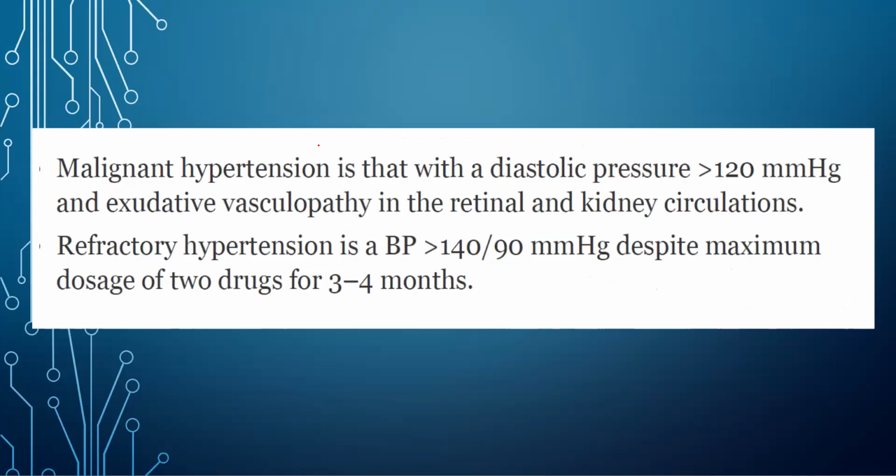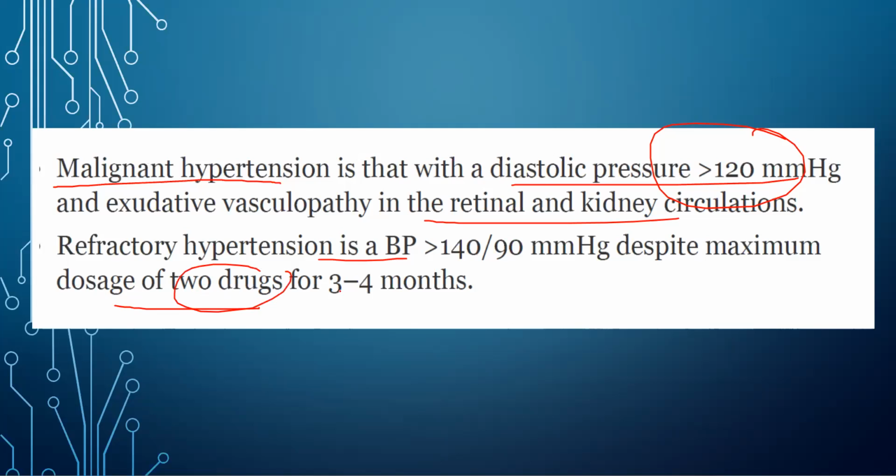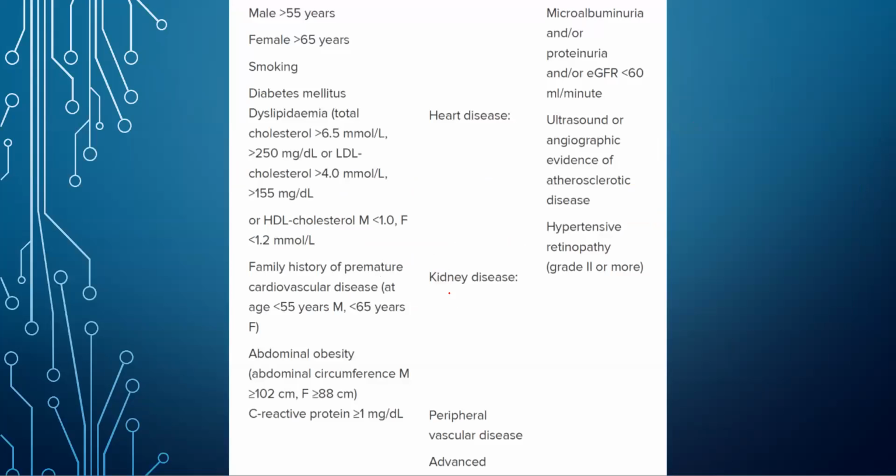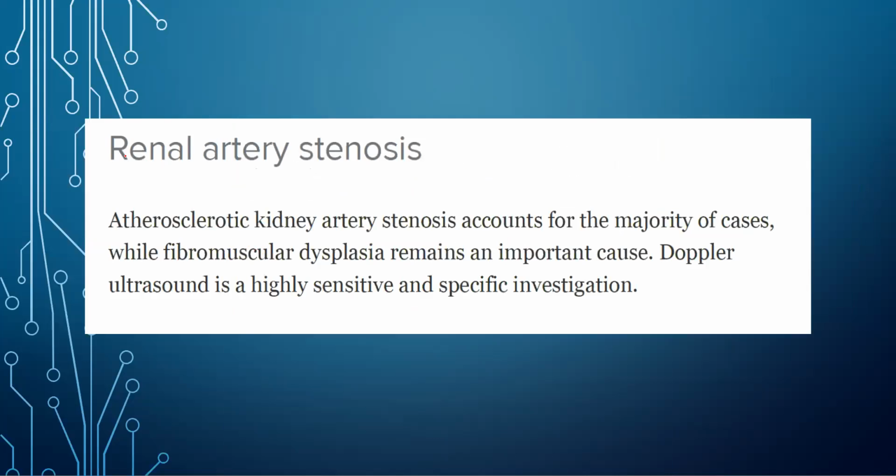There are two other terms called malignant hypertension and refractory hypertension. Malignant hypertension means diastolic blood pressure more than 120, with the patient also having some vasculopathy in the retina or kidney. That means end organ damage has already happened, like a patient having a vision problem or kidney problem with a high diastolic blood pressure. What is refractory hypertension? Hypertension despite maximum doses of two drugs for 3 to 4 months. So if you give two drugs at the maximum dose and still the blood pressure is not going down, that's refractory hypertension. These are not very important.